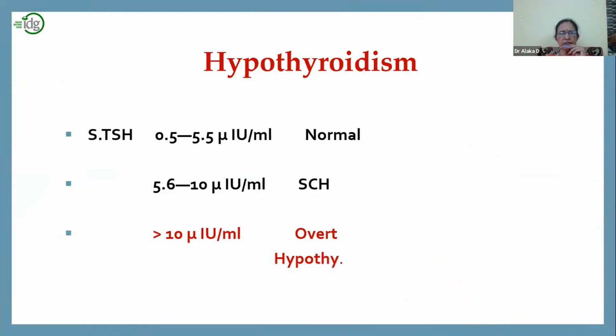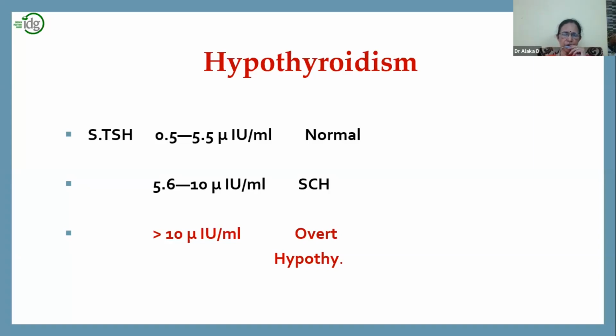Again, I come back to the functional evaluation, and serum TSH normal is 0.5 to 5.5 micro international units per ml. That is normal. But if it is from 5.6 to 10 micro units, we call it subclinical hypothyroidism, provided T3, T4 is normal. And if it is more than 10, then we call it overt hypothyroidism.